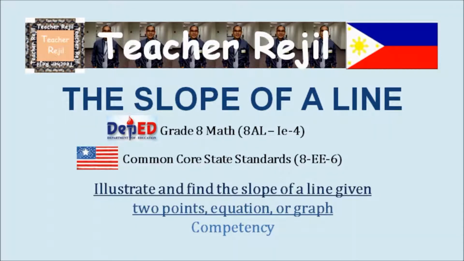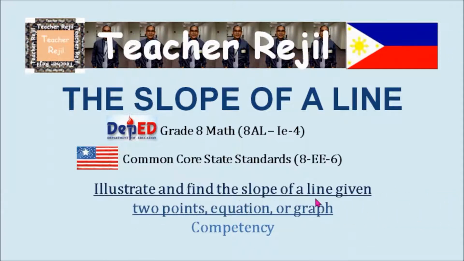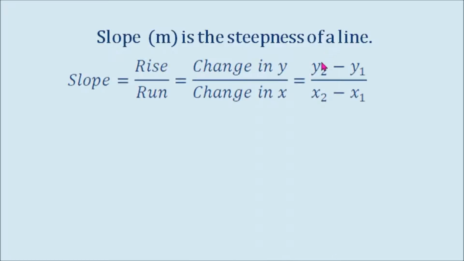Hello everyone. This lesson is about illustrating and finding the slope of a line given 2 points, equation, or graph. In algebra, slope, represented by small letter m, is the steepness of a line. It is also known as the rise over run, change in y over change in x, or y sub 2 minus y sub 1 over x sub 2 minus x sub 1.